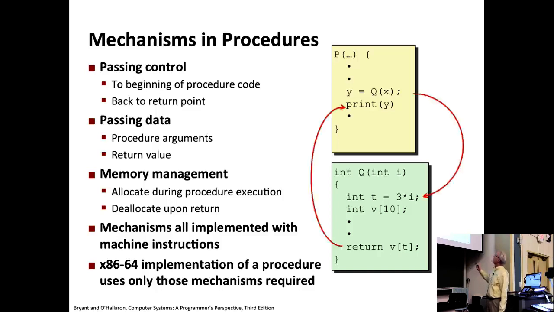And so when P calls Q, then somehow the program has to jump down and begin executing the lines of code for Q. And then when Q hits its exit point, its return point, somehow it has to get back to P, and not just to any old place in P, but specifically to whatever comes in P right after the call to Q. So somehow we have to record the information about where the return should be to be able to return to the correct place. So that's first of all, passing control to a function and having that function return back to where it should get back to.